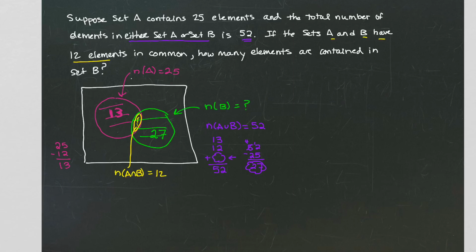Well, now I'm ready to finish the problem. To get the number of elements that are inside B, I'm going to take the 27 elements that fall in just the green part of the circle. I'm also going to add to it the 12 elements in the middle part that are common, but which also fall in B. And so that tells me that I have a total of 39 elements in set B, or the number of elements in B is 39.